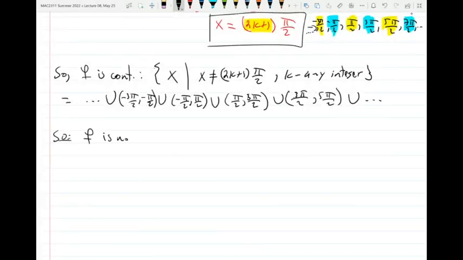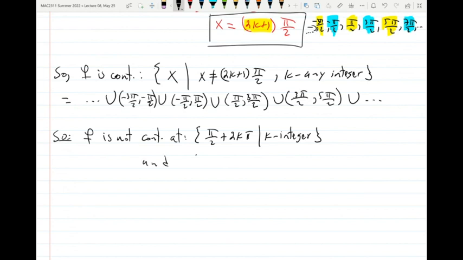Okay, so f is not continuous at the following sets, at pi over 2 plus 2k pi, such that k is an integer. Now I'm separating this because these are two families and I will take two limits, okay?